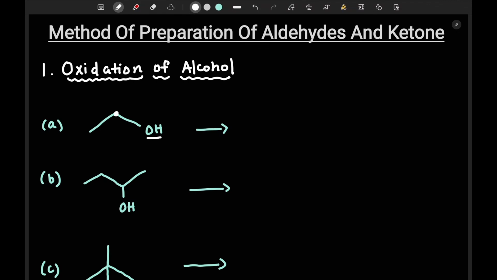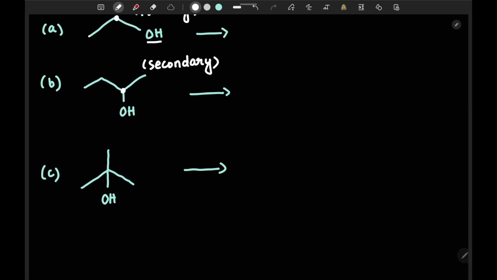A degree of alcohol is defined as follows: whenever that alcohol group is attached to a carbon atom which is attached to another carbon atom, that is known as primary. Whenever the carbon atom which is attached to the alcohol group is attached to 2 carbons, it is known as secondary. And similarly, when the same carbon atom is attached to 3 other carbon atoms, we call it a tertiary. So this was the basic.